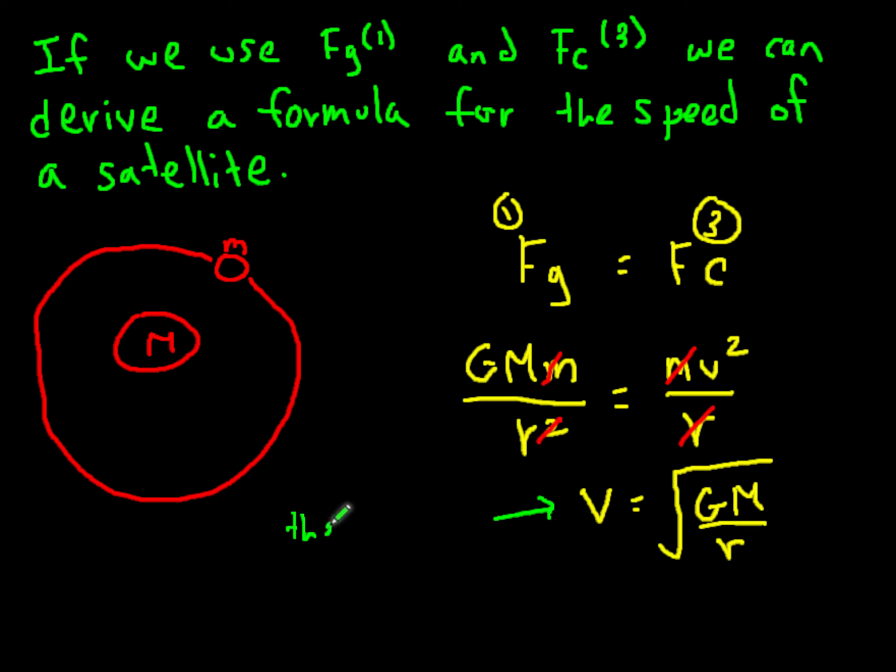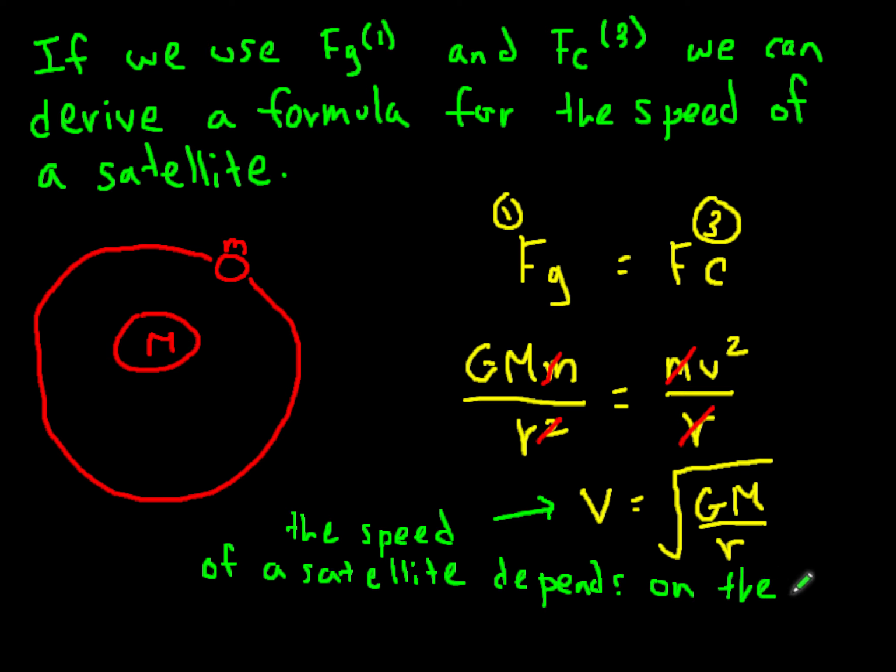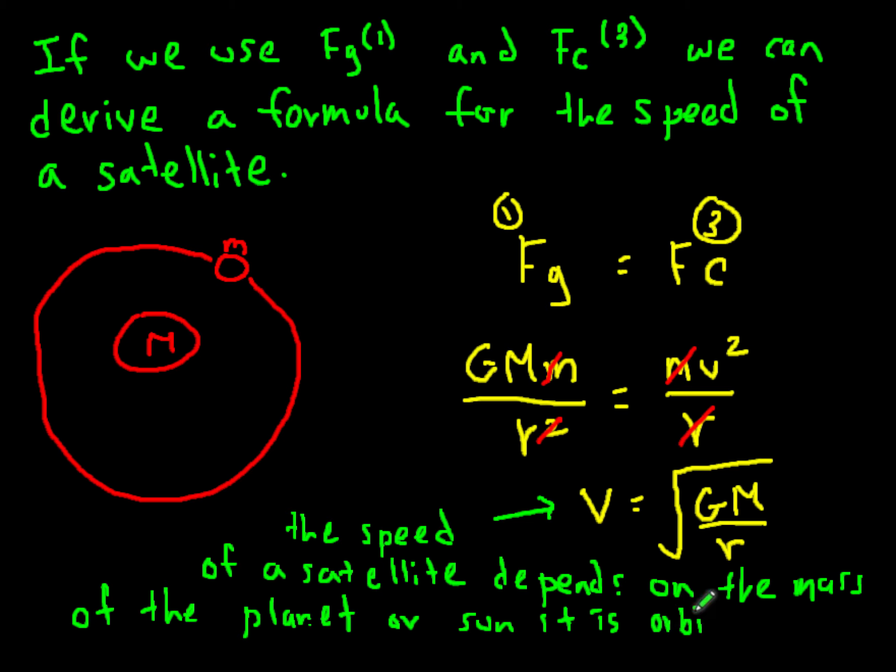This formula is for the speed of a satellite, and it's really interesting that the speed of a satellite only depends on the mass of the planet it's orbiting and how far it is from the planet. It doesn't depend in any way on the mass of the satellite itself. The satellite could be as big as the moon, or it could be as small as a little communication satellite. Its speed would be the same at that distance.